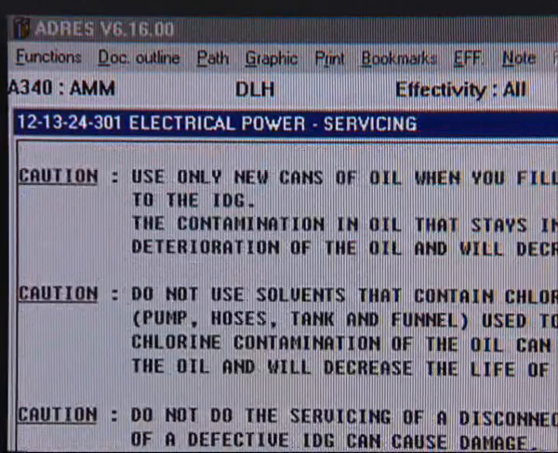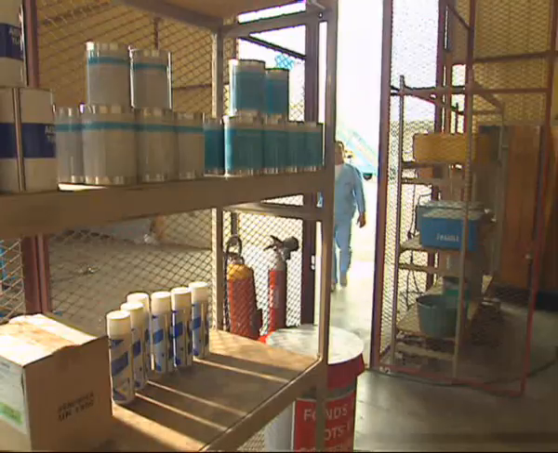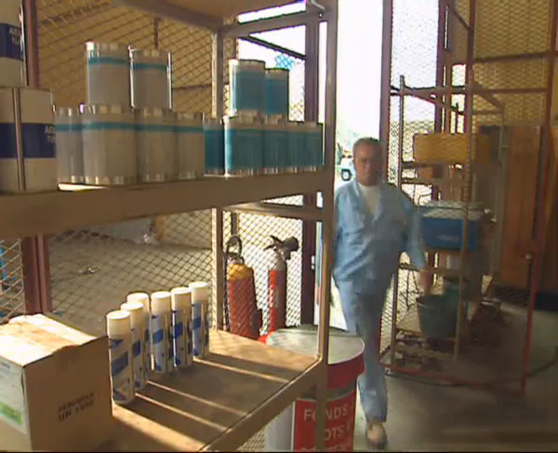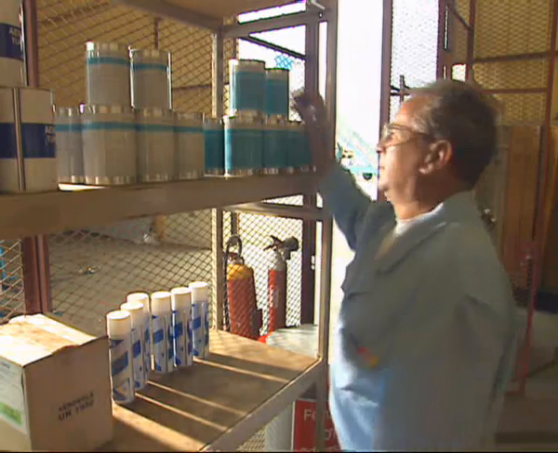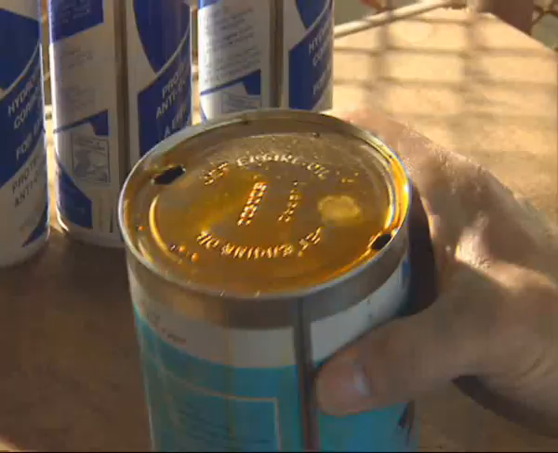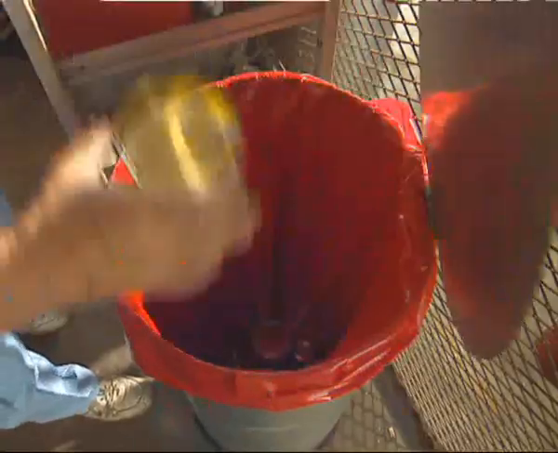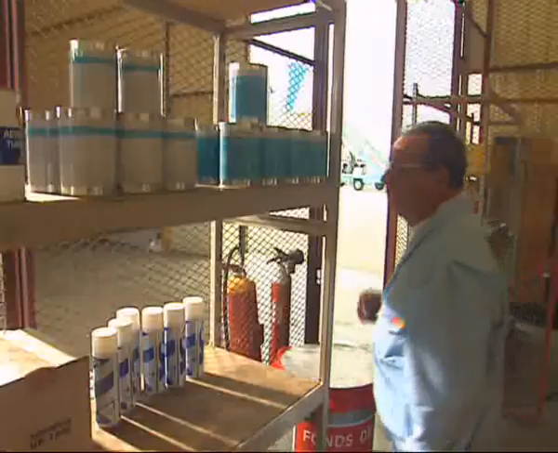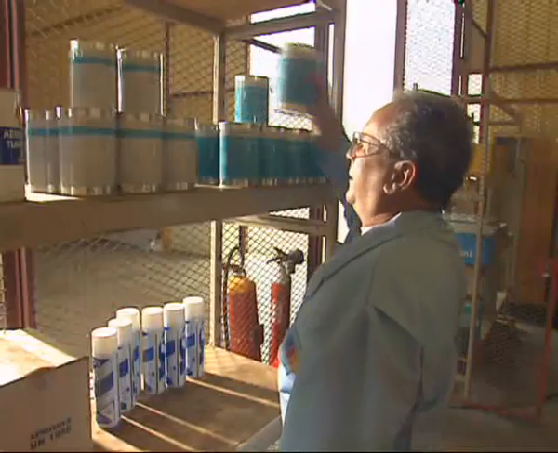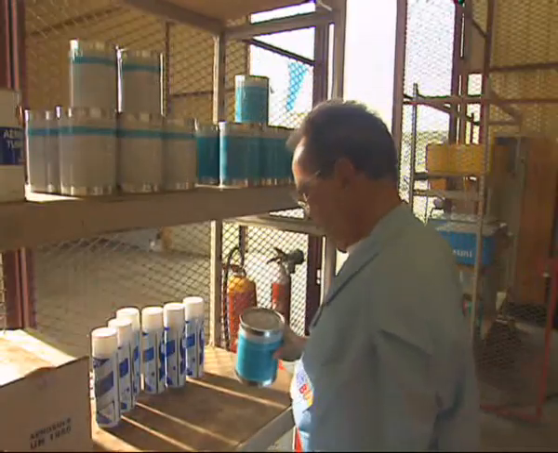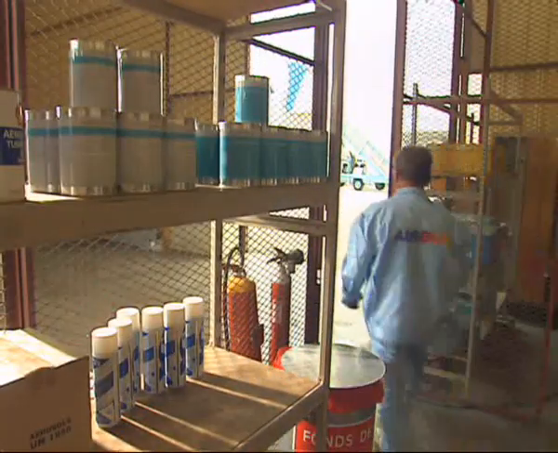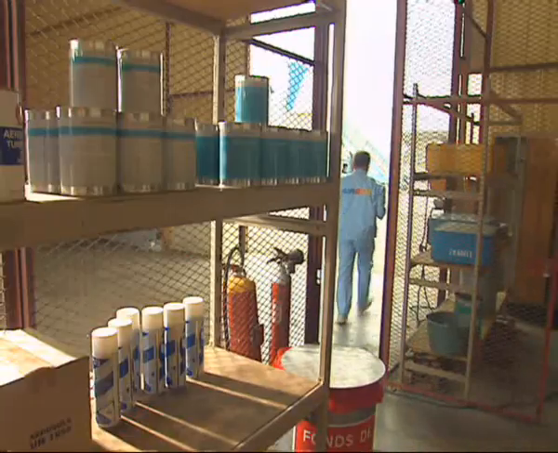The contamination of oil with water or dust can cause premature filter clogging, excessive wear of the IDG, and overheating conditions. Oil cans and tools should be kept in a clean and dry environment. It is preferable to use a new can of oil when you service the IDG.